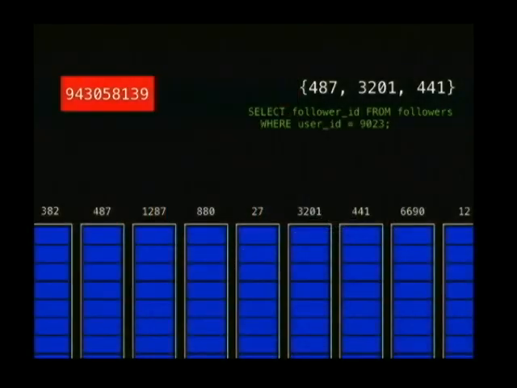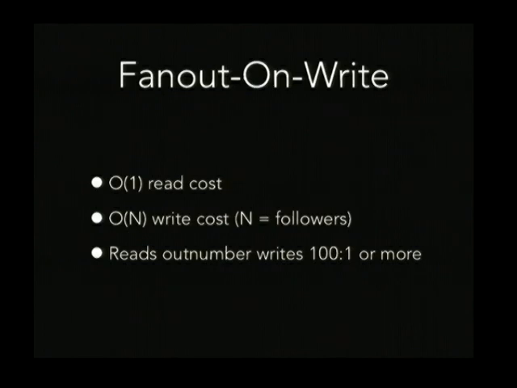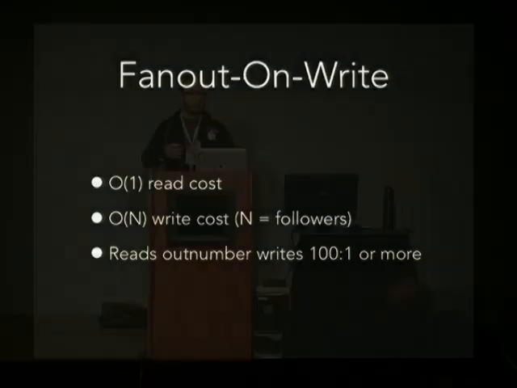So say we have this media ID 943058139. We have to go get all of the followers of that user and insert it into each one of their feeds. This is called a Fanout-On-Write approach. It basically has a read cost of O(1). It's a fixed time cost for reading, but it also has a much larger cost for writing. But that's fine for us because we read a lot more than we write, which is what makes it work. This, of course, has reliability problems, though.